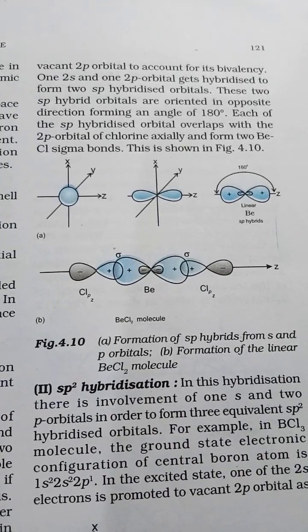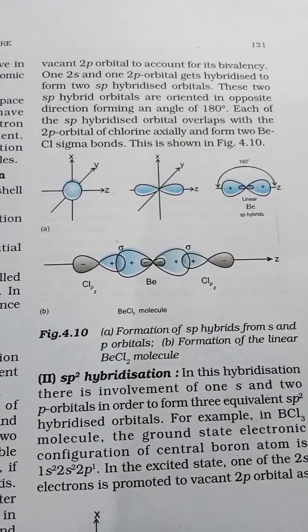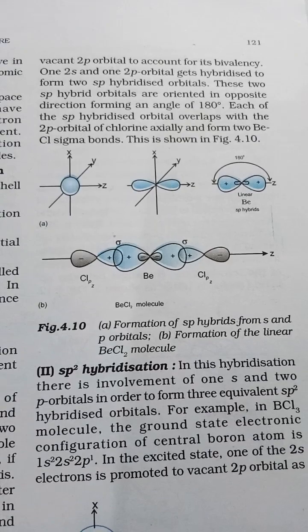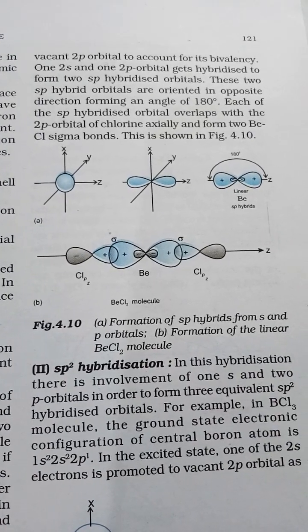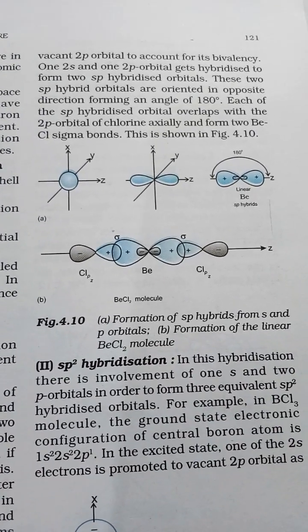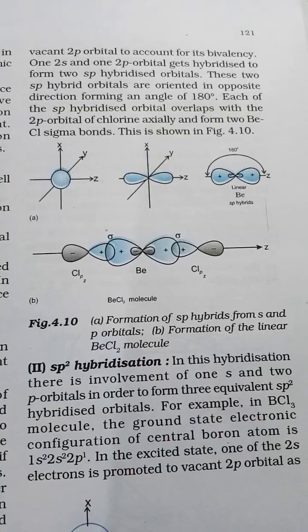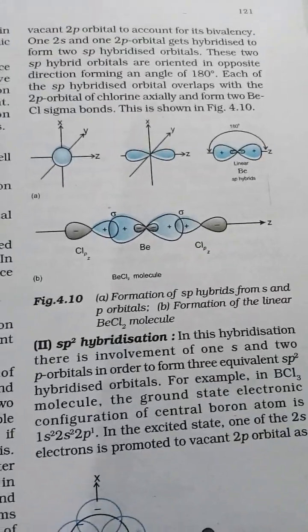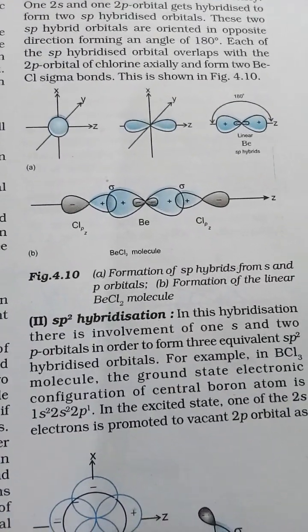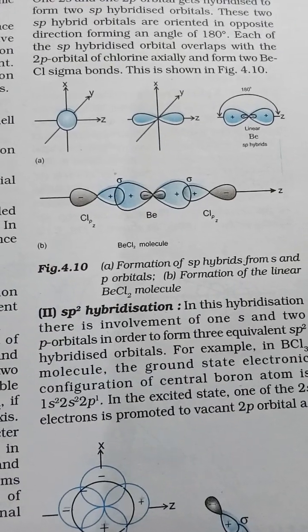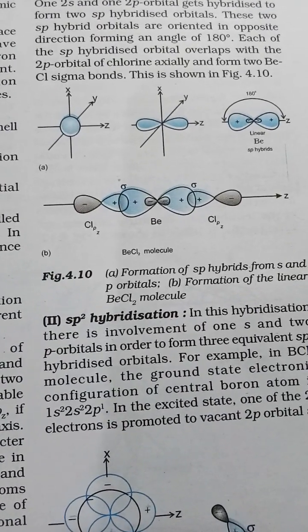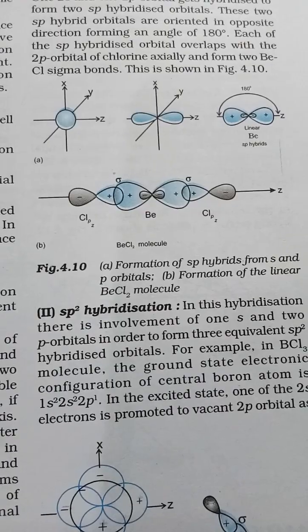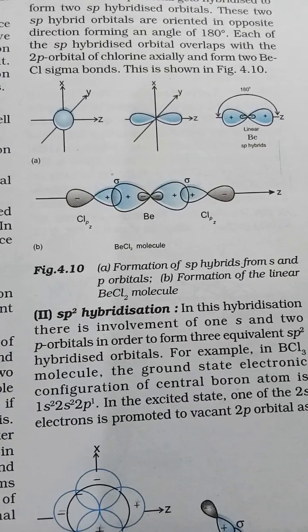You will see the angle is very important. Each of the sp hybridized orbitals overlaps with the 3p orbital of chlorine axially and forms two Be-Cl sigma bonds. This is shown in figure 4.10. You will see here the formation of the sp hybrids from s and p orbitals, and the formation of the linear BeCl2 molecule.